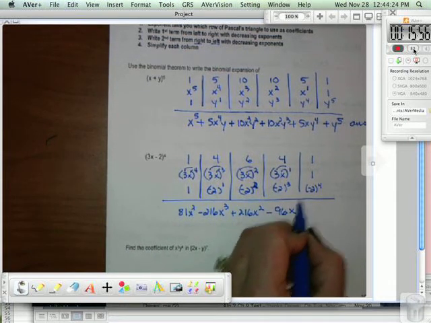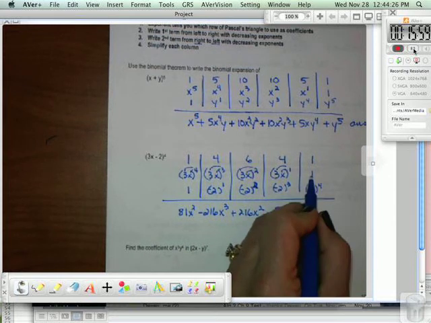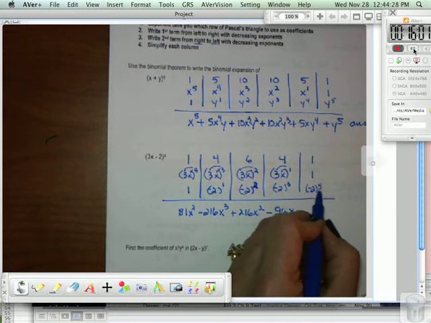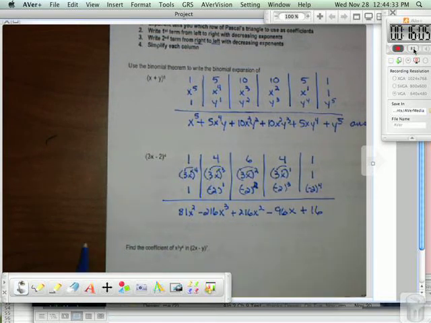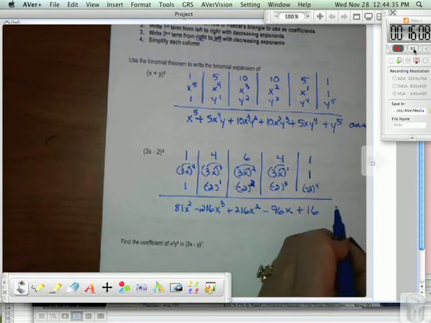And then here, it's 1 and 1. 1 times 1 is 1. Negative 2 to the fourth is a positive 16. And there, we have expanded it. It's just lovely, isn't it?